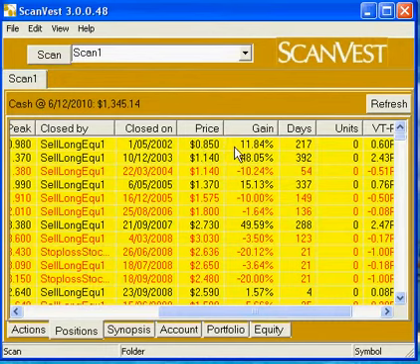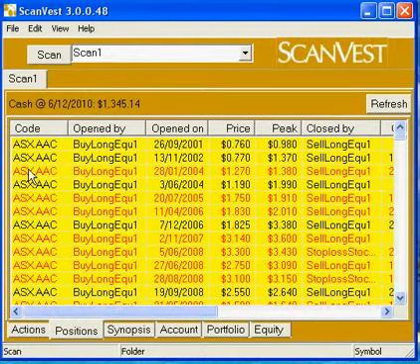This equates to a gain of 11.84% over 217 days. The next line contains the second position for stock code AAC, and so on and so forth. This positions page contains all positions that were opened and closed for the backtest which we originally created, which was our moving average crossover scan.